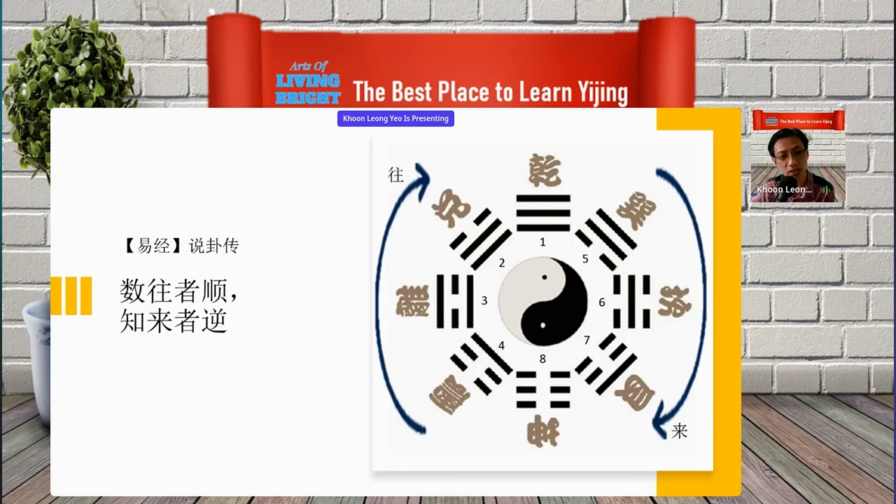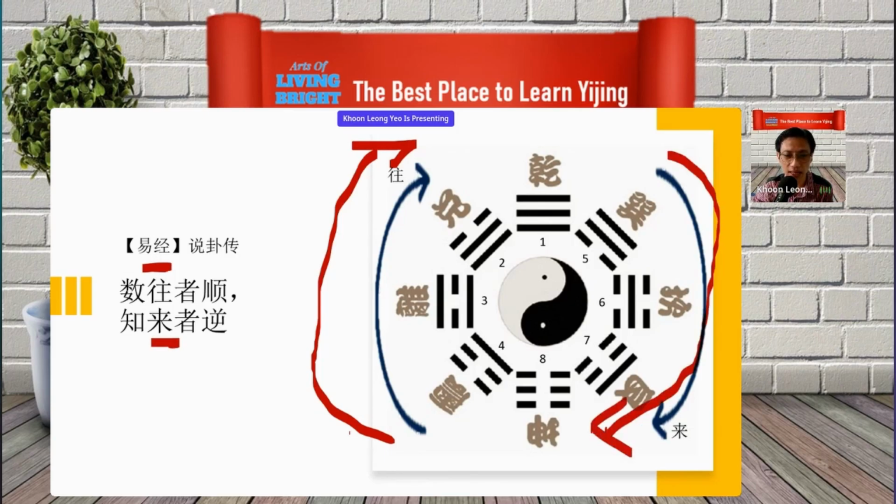And then there's another verse in the 说卦传 that says 数往则顺知来者逆. Basically, 往, 数往, means from the bottom going outward. It's called 往, go away. 知来, 来 means coming inward. So this is how timing goes. This is just to explain that in 黄帝经世, this is how timing goes: clockwise direction from the bottom all the way to the top part and then down to the bottom again.